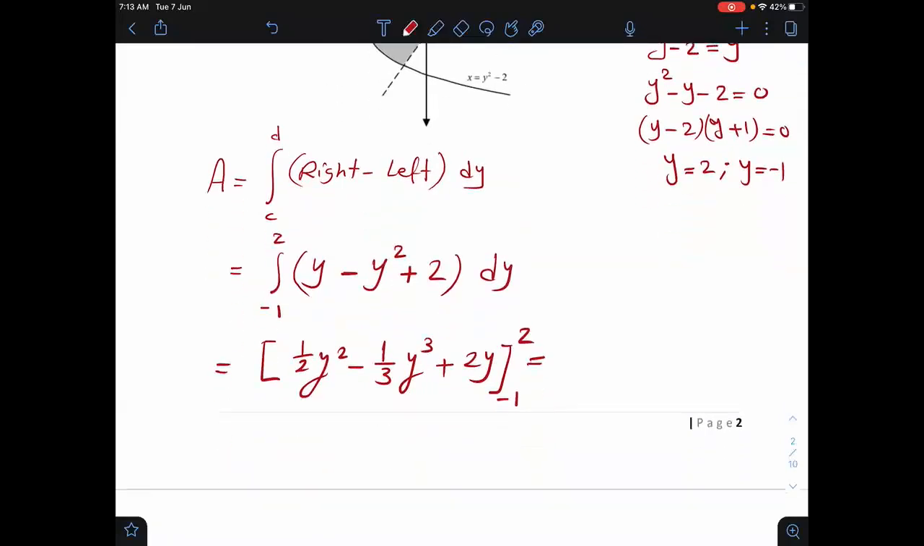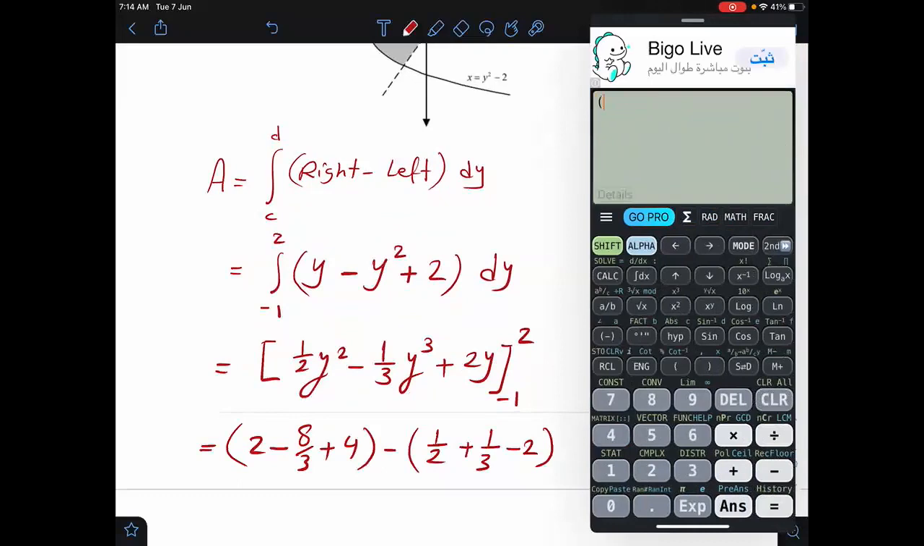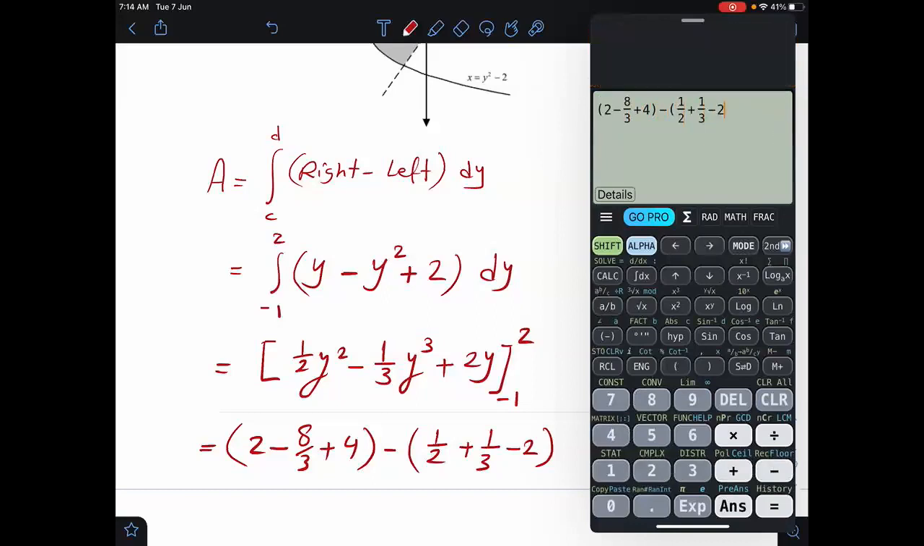Finally, substitute 2 for y and then negative 1. Yes. When y is 2, here 4 over 2, it's 2 minus 8 over 3 plus 4, minus, when y is negative 1, the lower boundary of the integration, it's half plus 1/3 minus 2, and then calculate. 2 minus 8 over 3, plus 4, minus half plus 1/3 and minus 2.